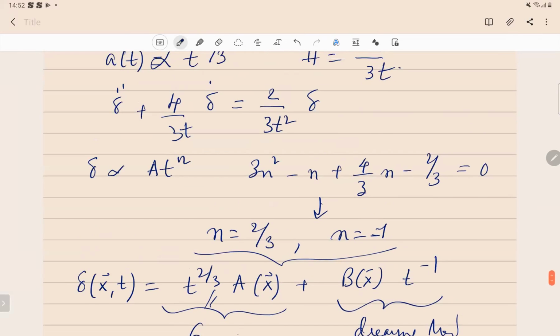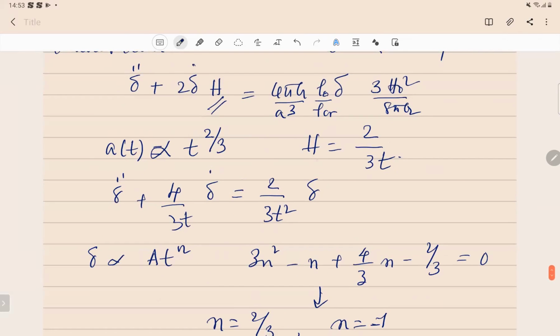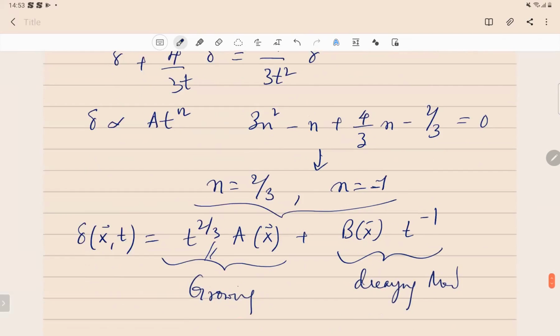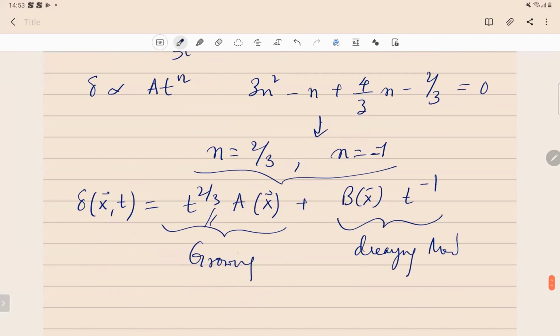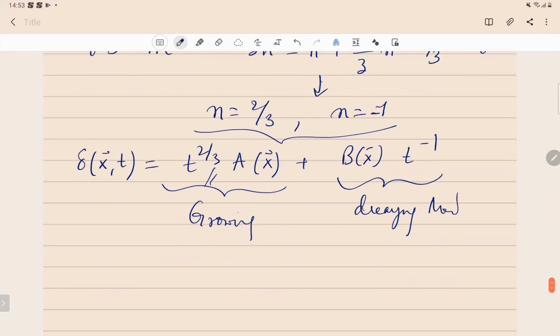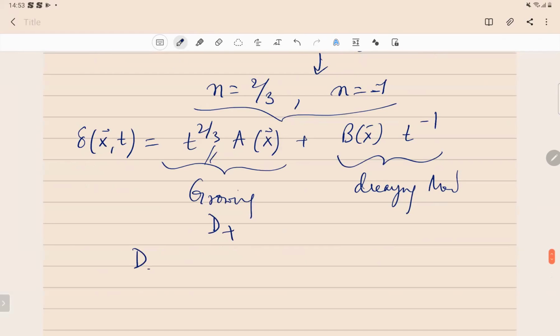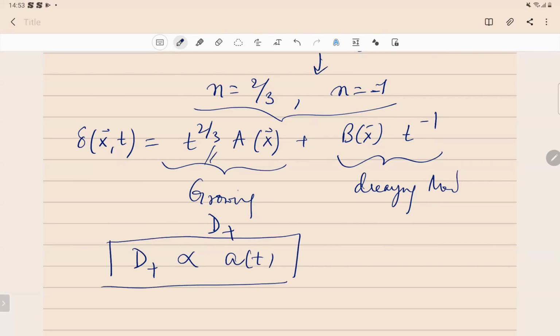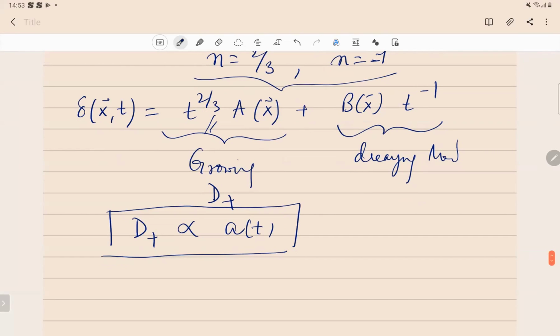H, so you know that H is 1/t. So it's expected that your decaying mode will be 1/t. And then there's a growing mode, and the crucial thing is that the growing mode, which sometimes is written as d plus, so the d plus is proportional to a of t. So a goes as t to the power 2/3. So the growing mode for cold dark matter in the matter dominated epoch with no dark energy, it's very simple, it just scales as a.